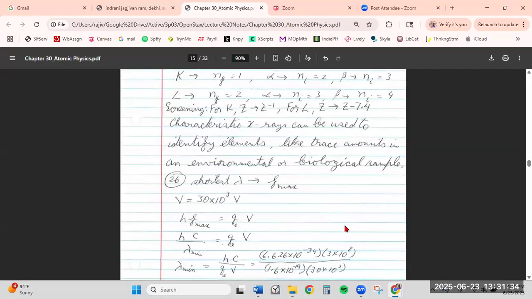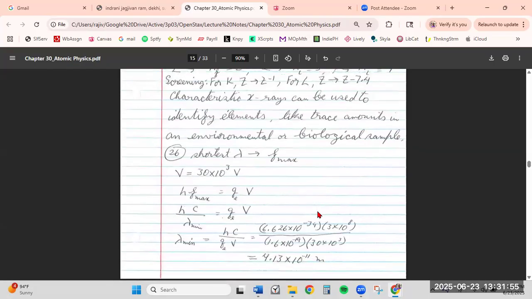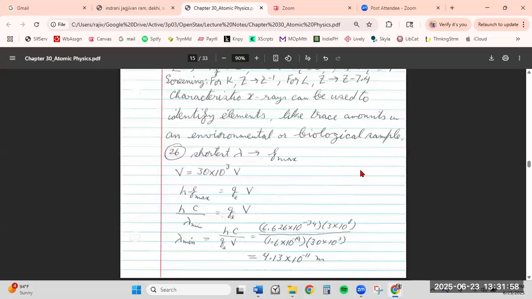So when you're doing problems involving these spikes, these characteristic X-rays, you have to keep in mind to modify the equations accordingly, depending on whether it's K or L. Characteristic X-rays is a powerful technique used to identify elements. If there are trace amounts of certain elements in environmental or biological samples, just tiny bits, they can be detected using the location of these characteristic X-rays.